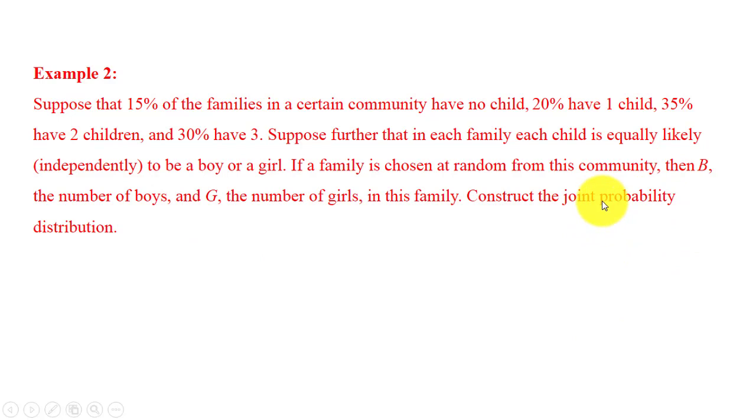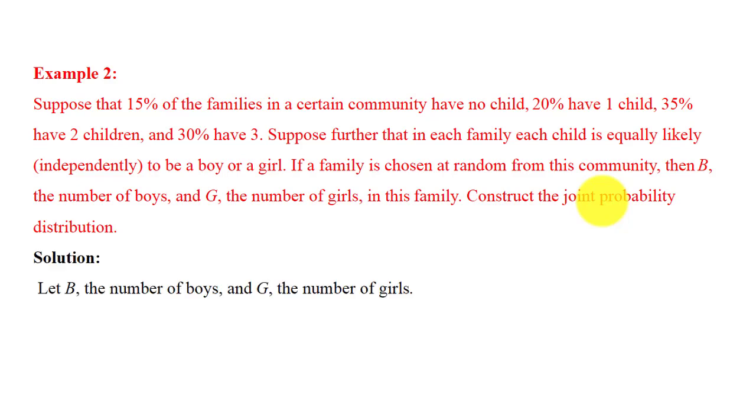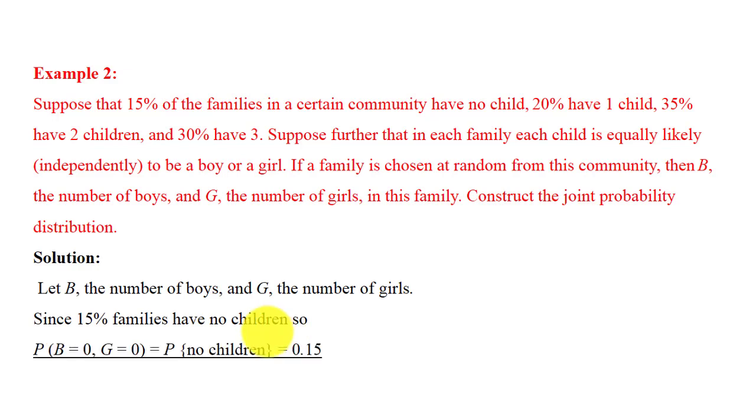Then we have to construct the joint probability distribution table. Okay. So let B denote the number of boys and G denote the number of girls. It is given that 15% of families have no children. So since no children are there, there is no boy, no girl. So P of B equal to 0 and G equal to 0 is 0.15.